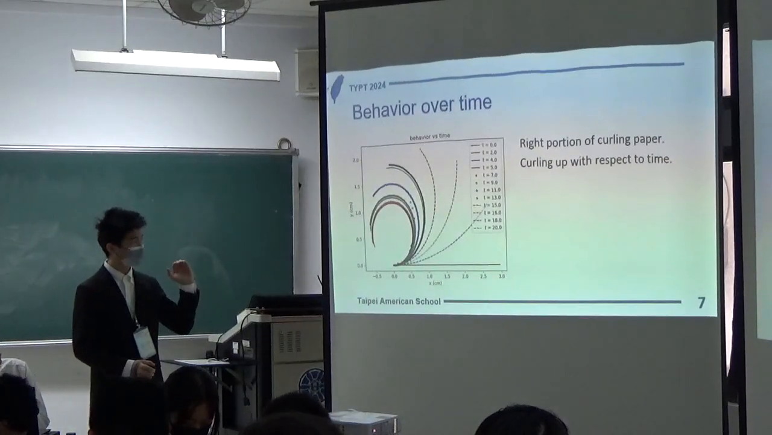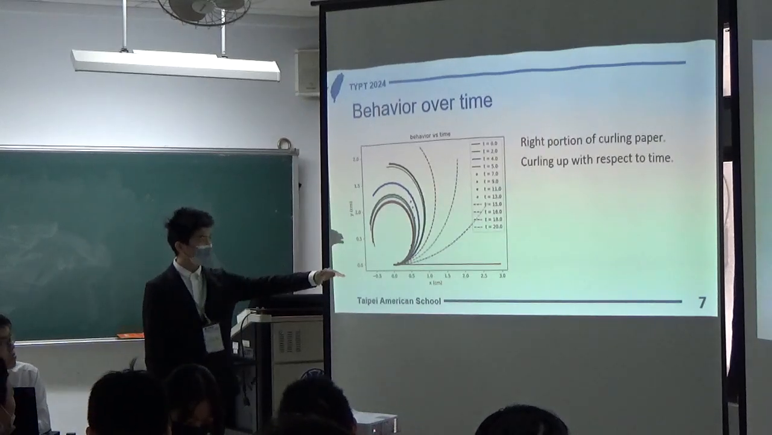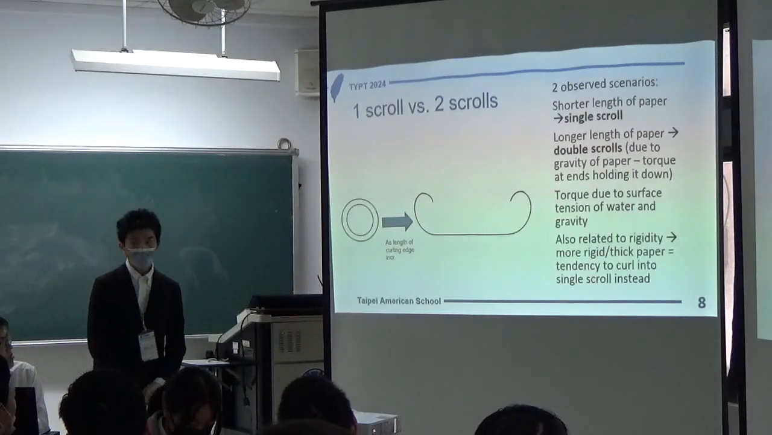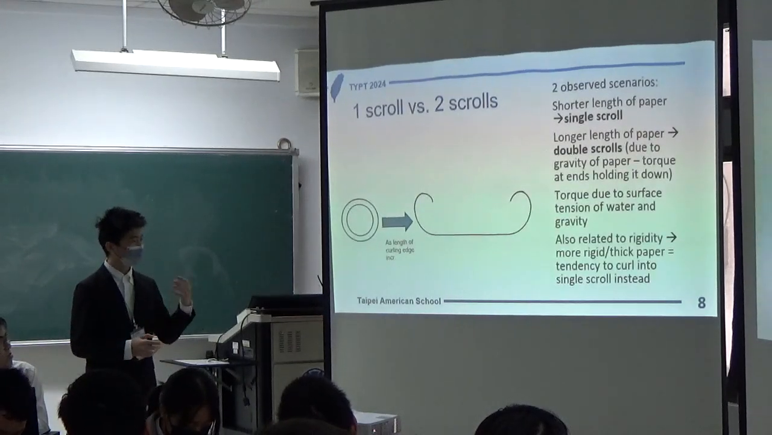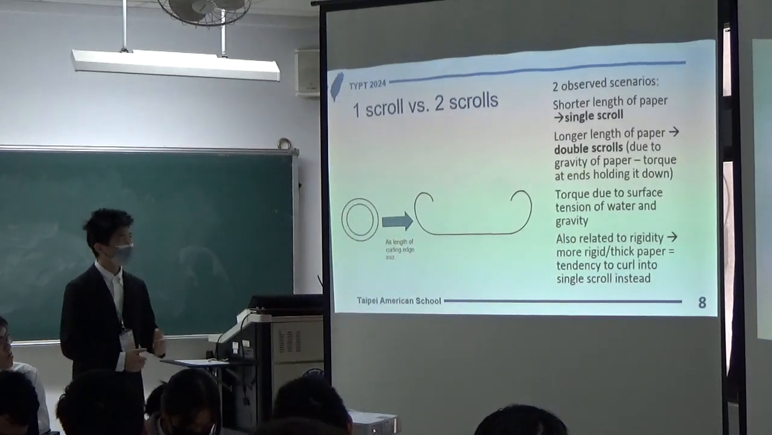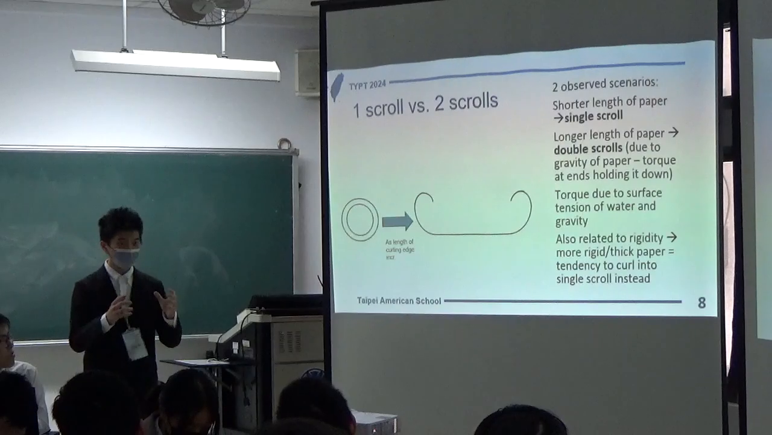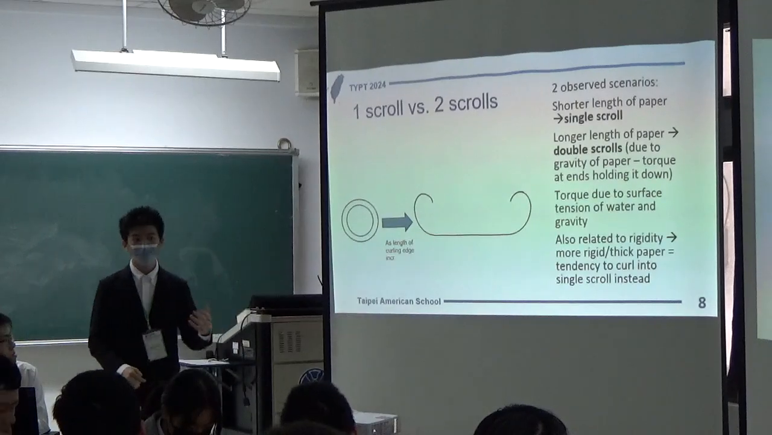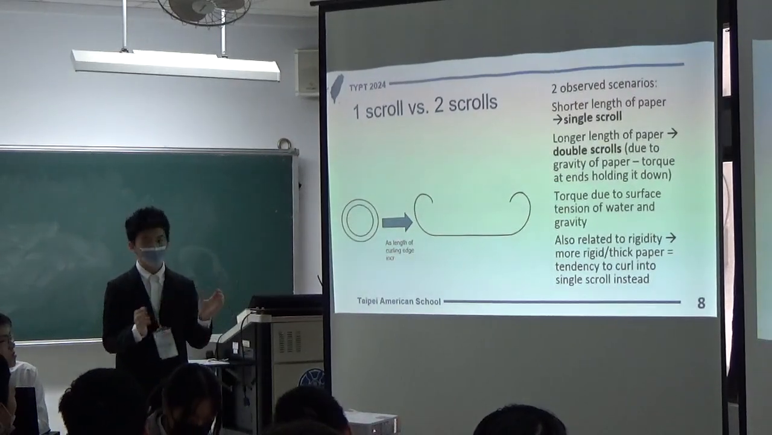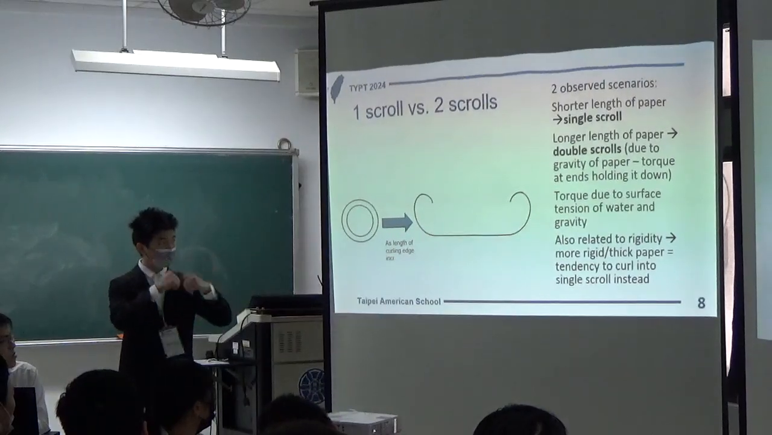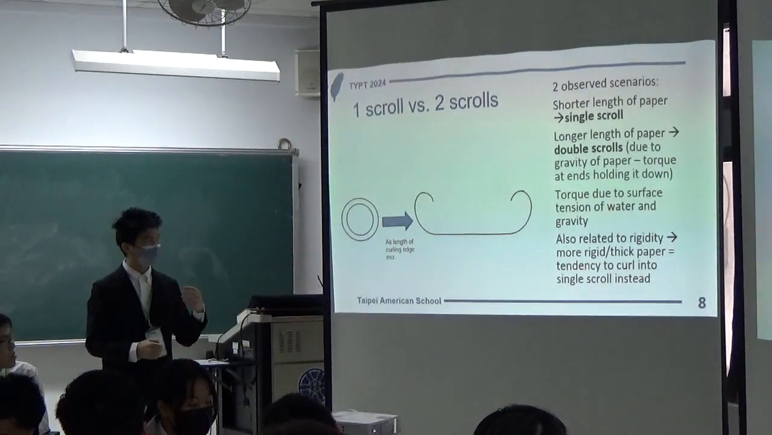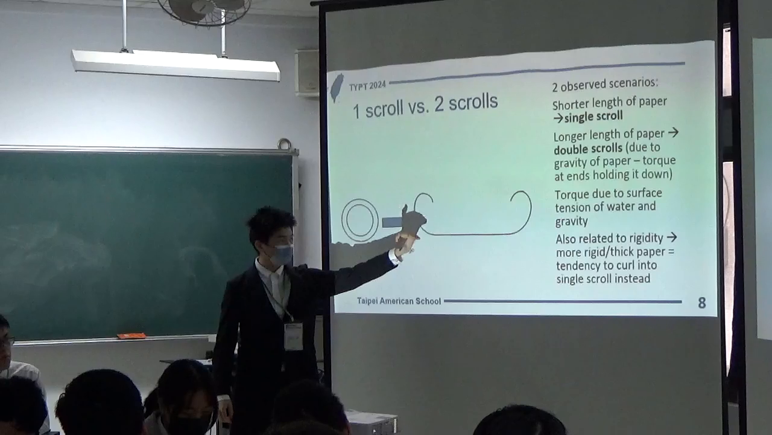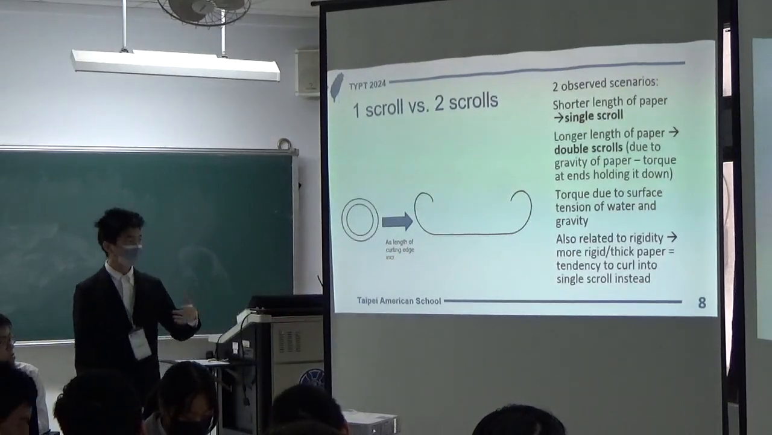Here we track the side view of the tracing paper. As you can see, as the time passes, it slowly curls up. Additionally, we observe two different scenarios based on the dimensions of the tracing paper used. One is that if we use a shorter length of paper along the direction it curls, it will create a single curl, so the curls will overlap with each other. However, if we have a longer piece of paper along the direction it curls, it will create double scrolls, because the gravity is holding the ends down. Additionally, there is a torque due to the surface tension of the water sticking the paper to the water itself, along with the rigidity of the paper itself.